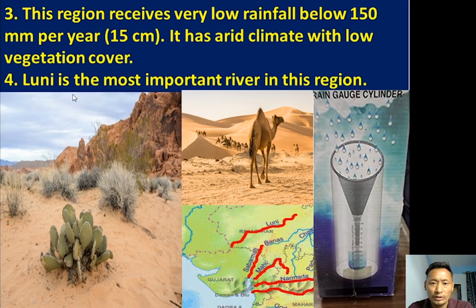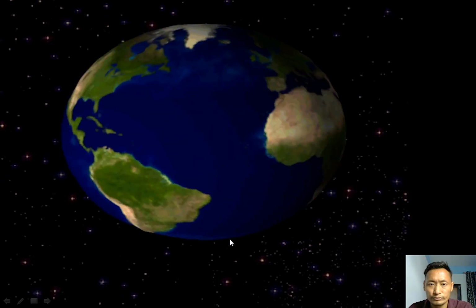In the Great Indian Desert, we have some rivers. Among them, Luni is one of the most important rivers in this region. Luni is one of the biggest rivers in Rajasthan. This is the Luni river in Rajasthan.